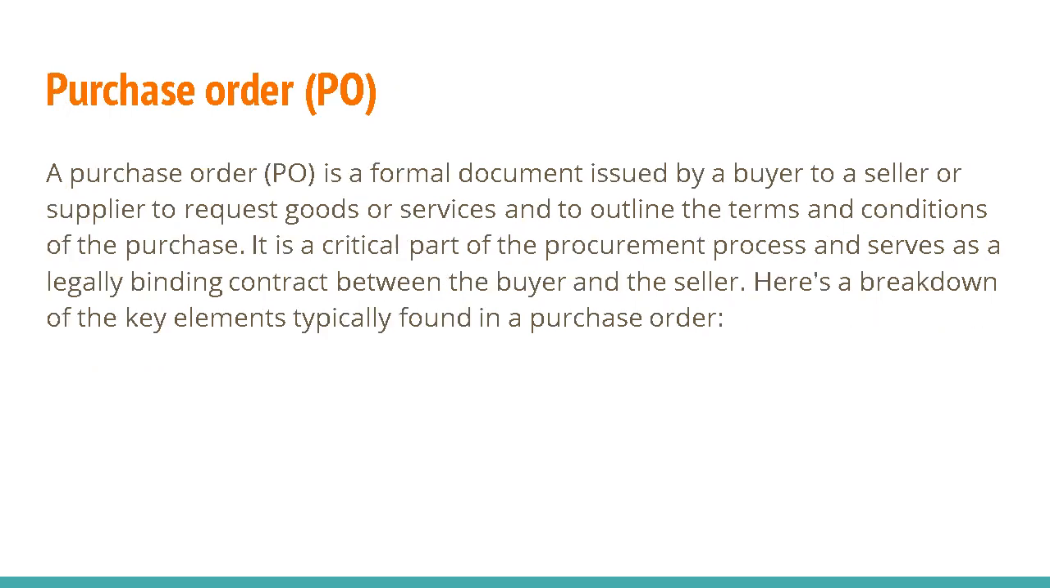So purchase order, PO. A purchase order is a formal document from the buyer to the seller or supplier to request goods and services under the outlined terms and conditions. It is a critical part of the procurement process and serves as a legally binding contract between the buyer and the seller. Here is a breakdown of the key elements typically found in a purchase order.